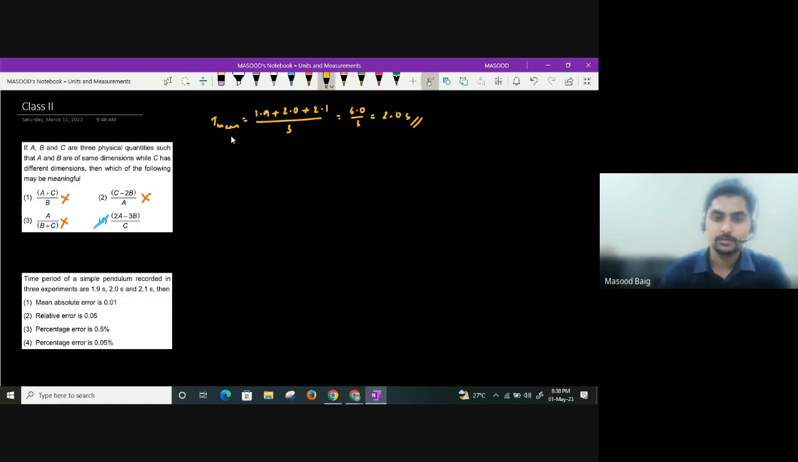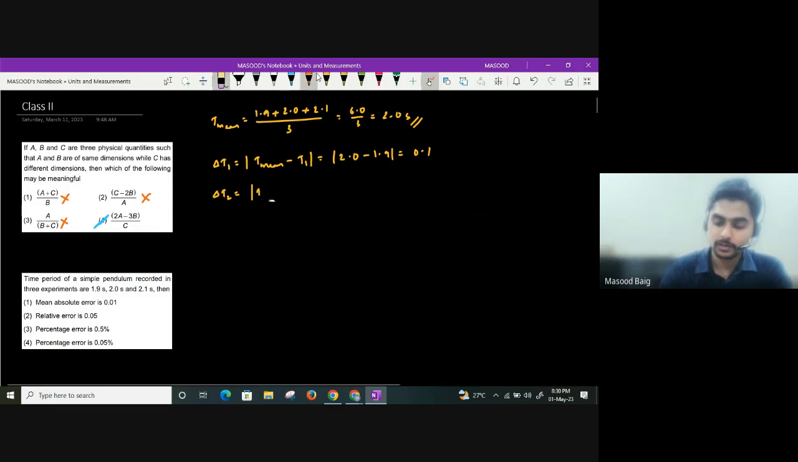Now, what is the mean absolute error in the first measurement? Delta T1 will be the magnitude of the mean value minus the first measured value. Magnitude again only, guys. So I'll get 2 minus 1.9, which is 0.1. What will be the absolute error in the second measured value? Again, the magnitude of the difference of the mean value and the second measured value, 2.0 minus 2.0. There is no difference, so you'll get 0.